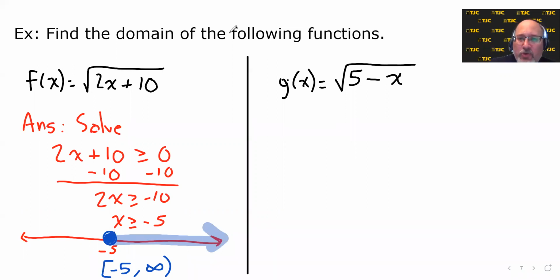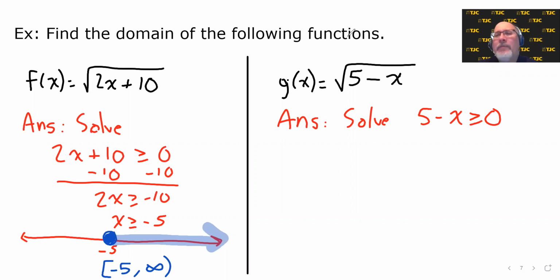G of x equals the square root of 5 minus x. Well, pretty much the same song and dance. We need to solve 5 minus x is greater than or equal to 0. Now this one you should be a little more careful because even though it's a subtraction problem, the minus is in front of the x, and so that means you just proceed with caution.